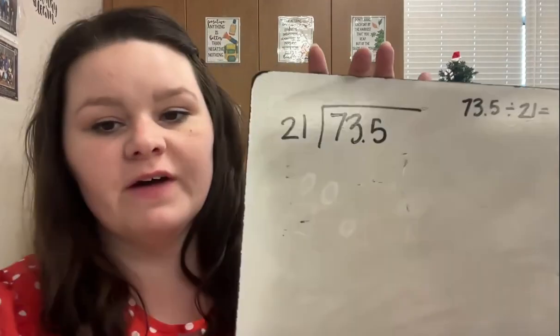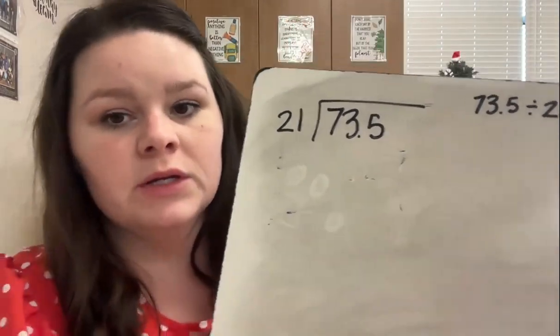Hello. In this video, I'm going to show you how to divide decimals using the standard algorithm when your divisor is a whole number, but your dividend is a decimal. So we're going to start with 73 and 5/10 divided by 21.